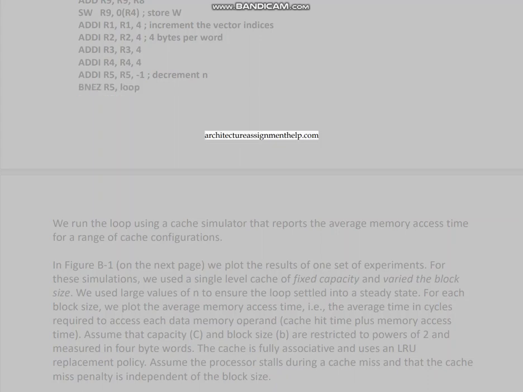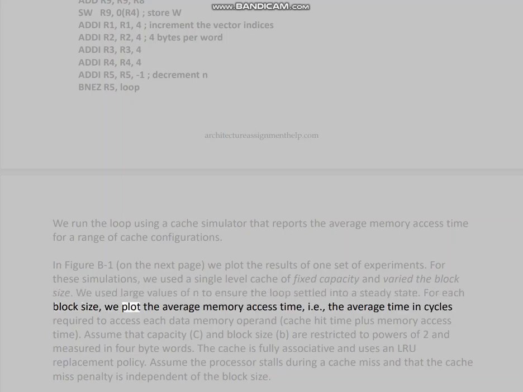We run the loop using a cache simulator that reports the average memory access time for a range of cache configurations. In Figure B1, on the next page, we plot the results of one set of experiments. For these simulations, we used a single-level cache of fixed capacity and varied the block size. We used large values of n to ensure the loop settled into a steady state.